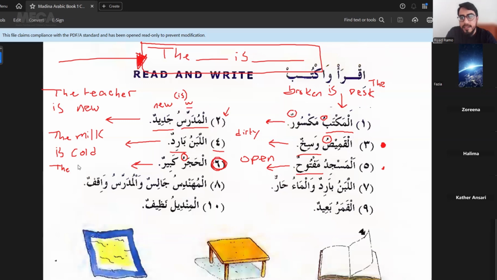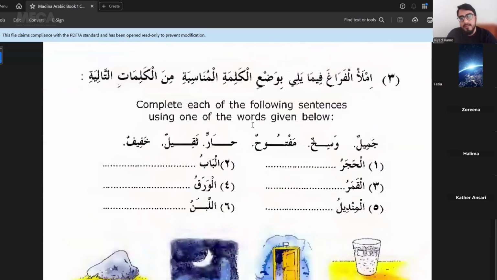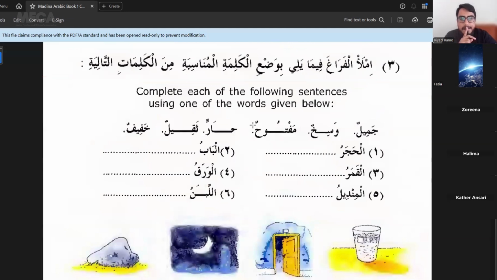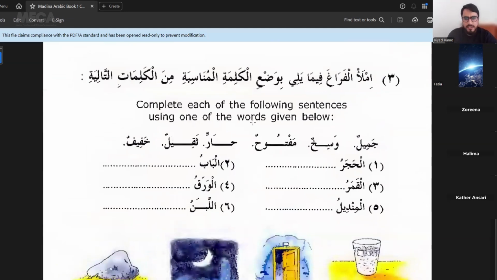Hajaru. Who can help her? Stone. The stone. Stone or rock. Oh, yeah. The stone is big. Hajaru Kabirun. The stone is big. Good. Yes. Very good. Hajaru. Very, very good. Okay, so I'm going to erase this now. I think we should go to the next. Let's finish it. It's okay.